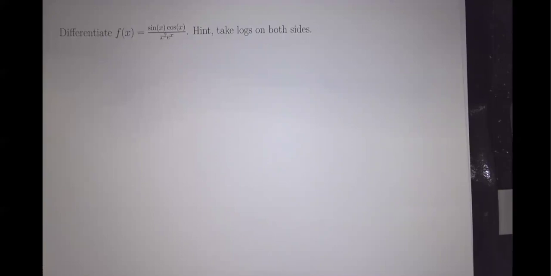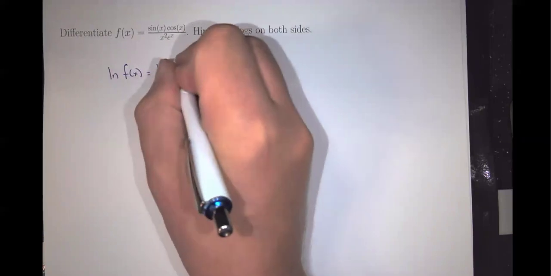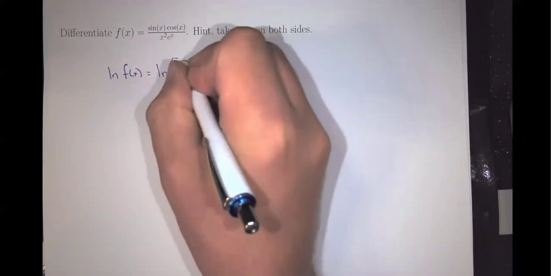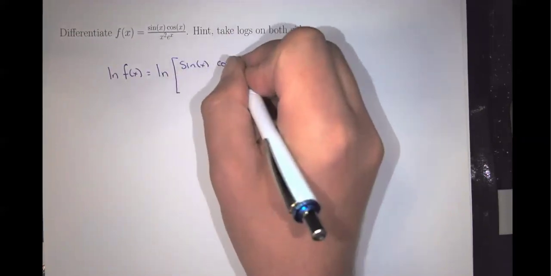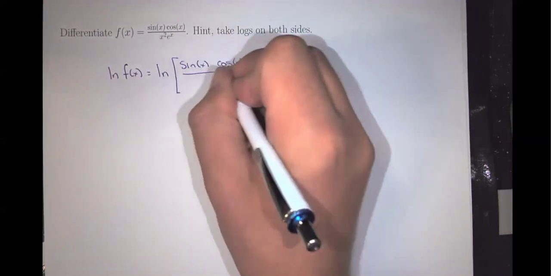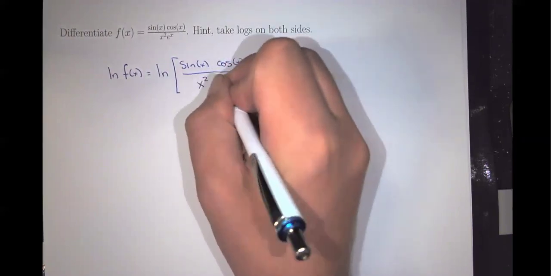Now it gives us a hint that we might want to take logs on both sides. So if we just start with our f of x and take natural logs on both sides, we get natural log of f of x is equal to natural log of sine of x cosine of x over x squared e to the x.